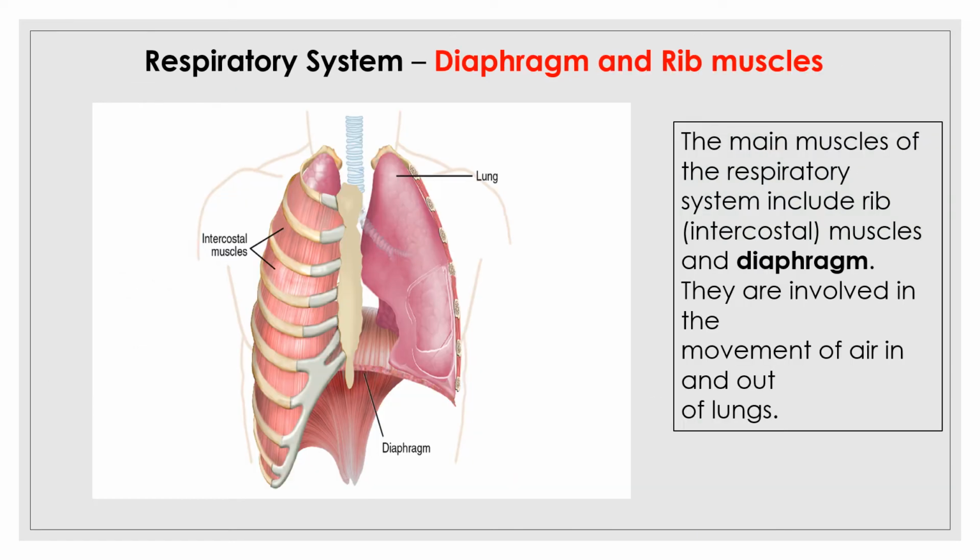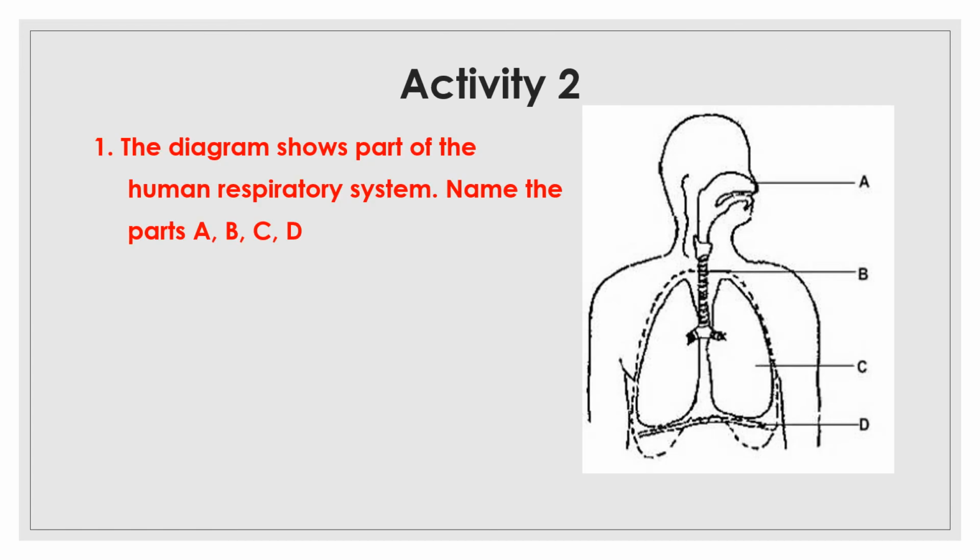The third major part of the respiratory system includes muscles such as rib or intercostal muscles and diaphragm. These muscles are involved in the movement of air in and out of the lungs. Dear students, now let us do activity 2. You're required to answer 4 questions. In the first question, the diagram shows part of the human respiratory system. You are required to name the parts A, B, C, and D.